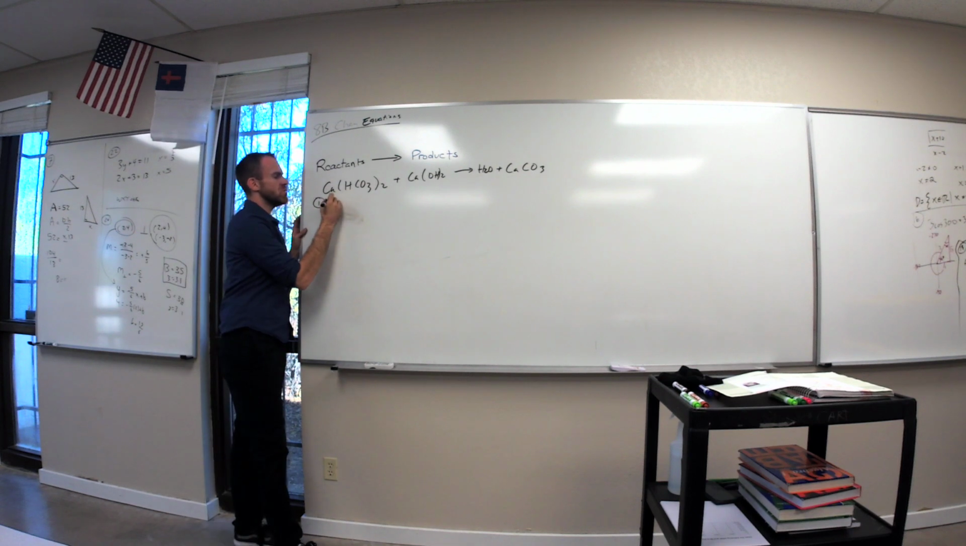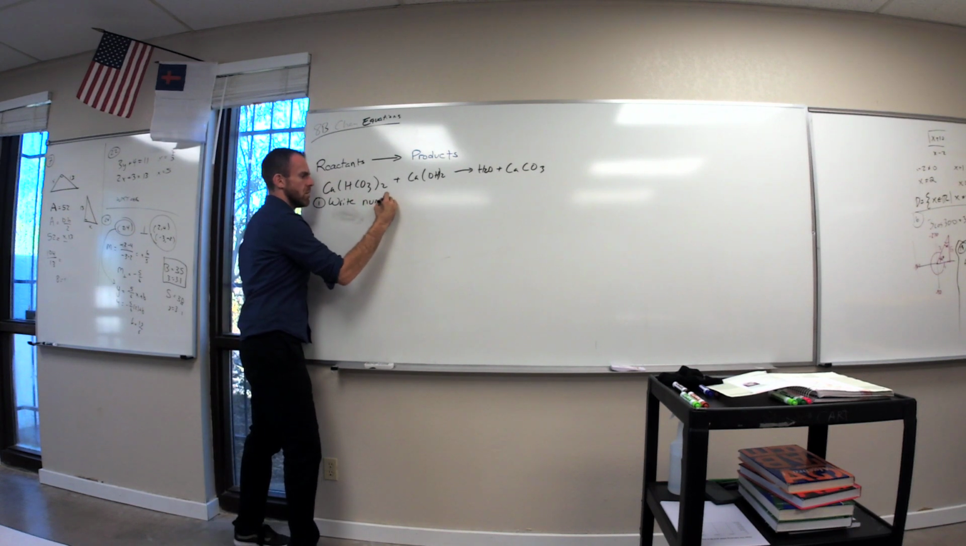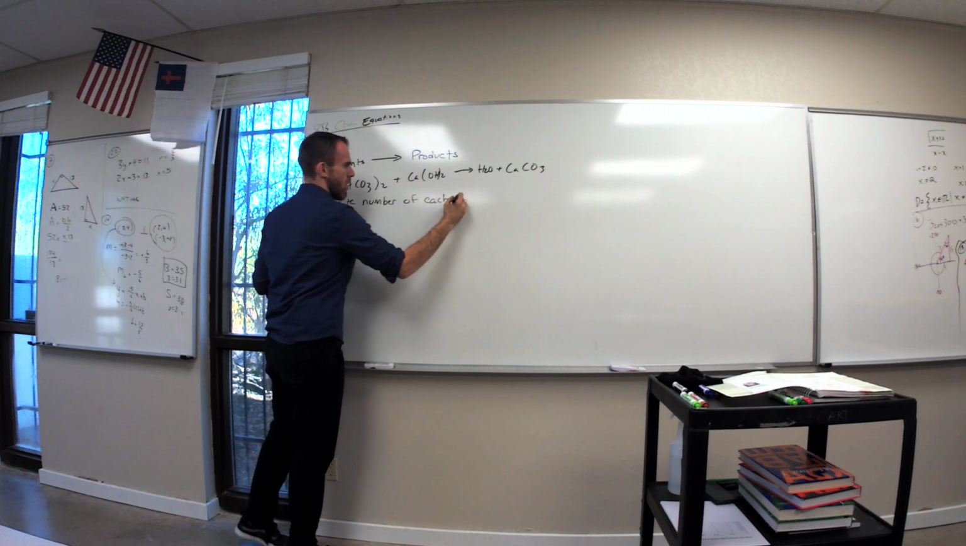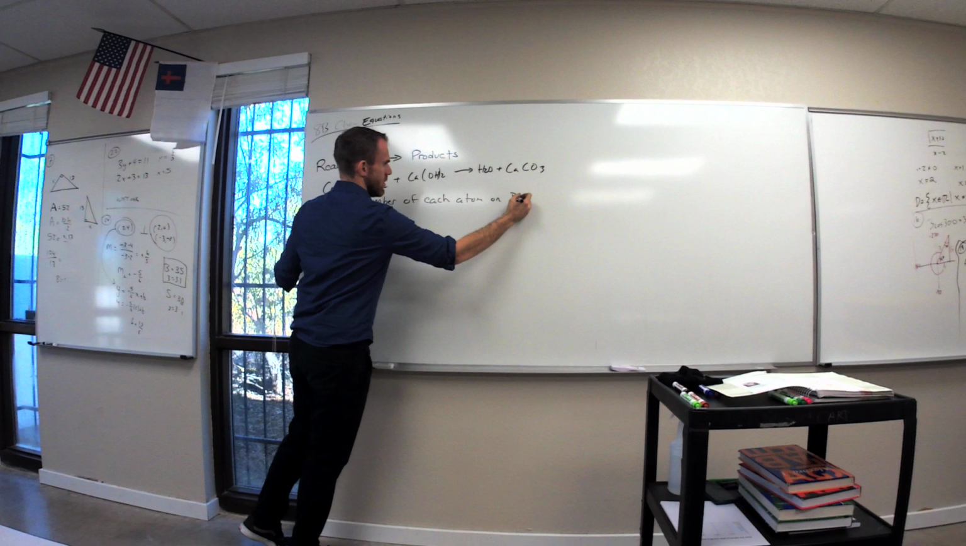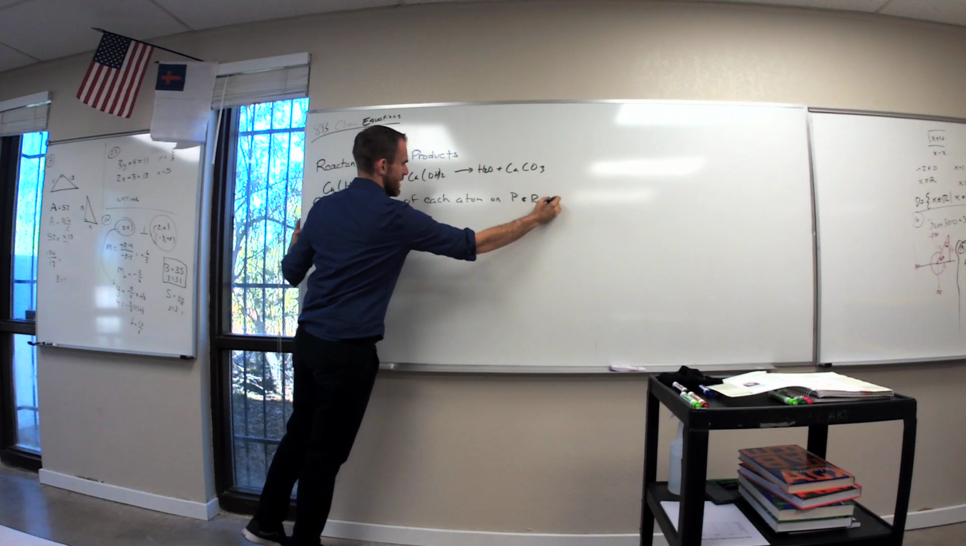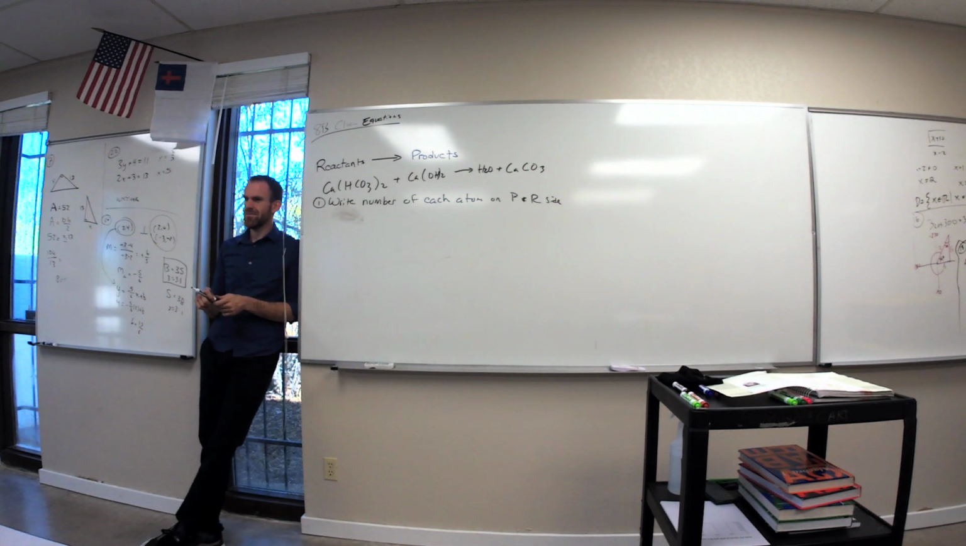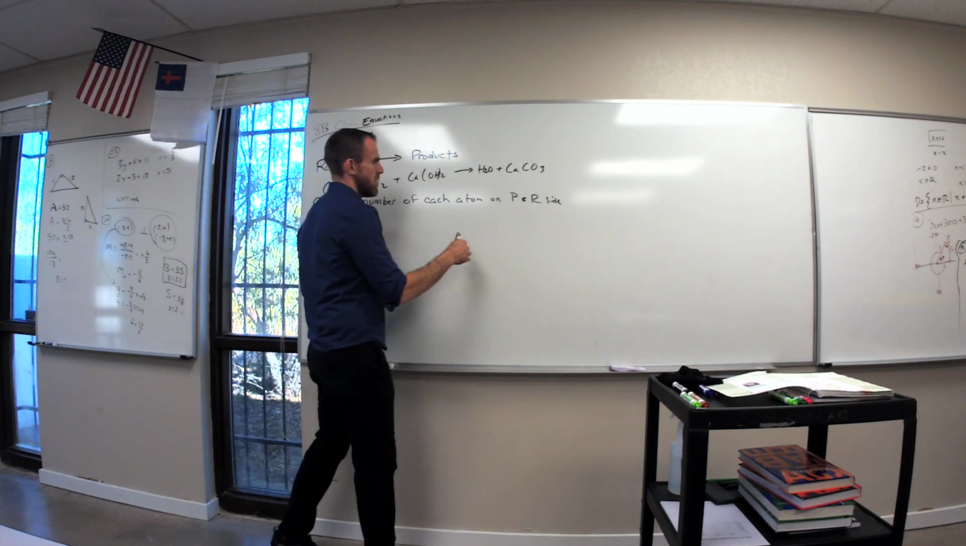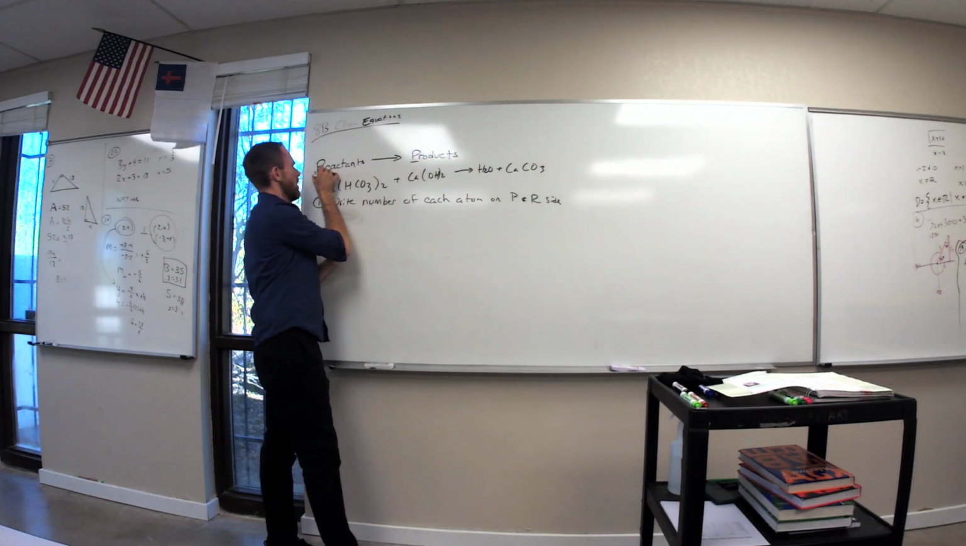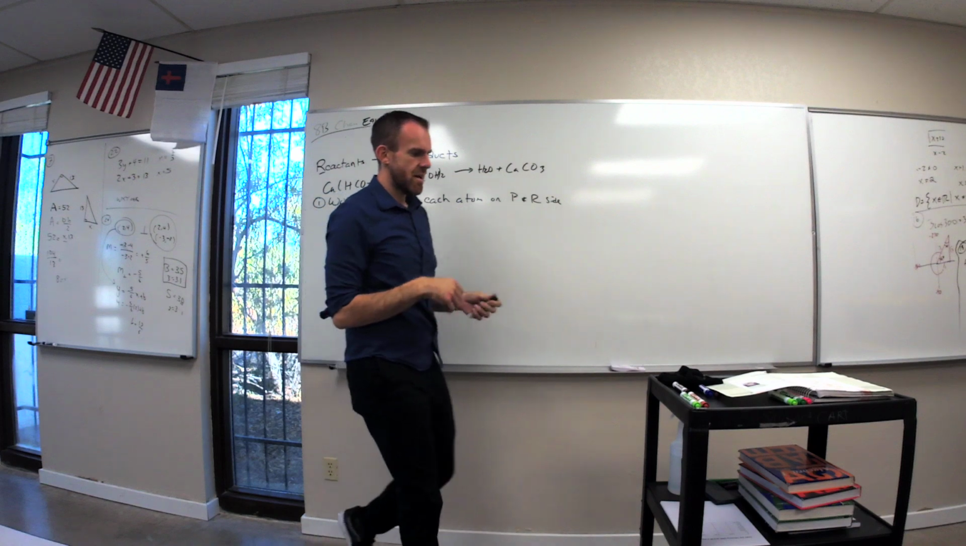Okay, so step one, we're going to write the number of each atom on the product and reactant side. P stands for product, R stands for reactant. Give me a moment to write. Okay. Got this. P stands for product, R stands for reactant. Okay, so let's do that now.